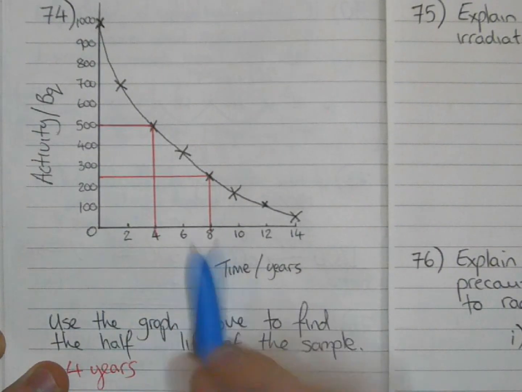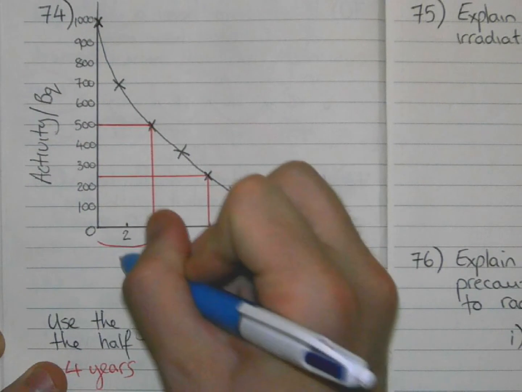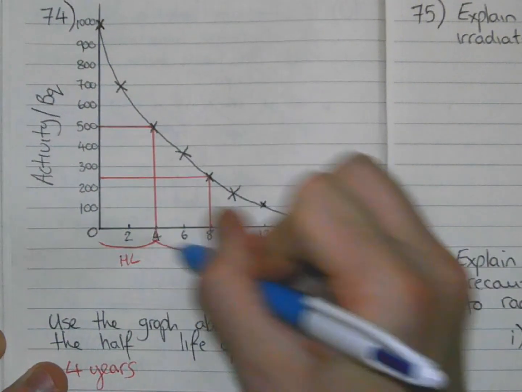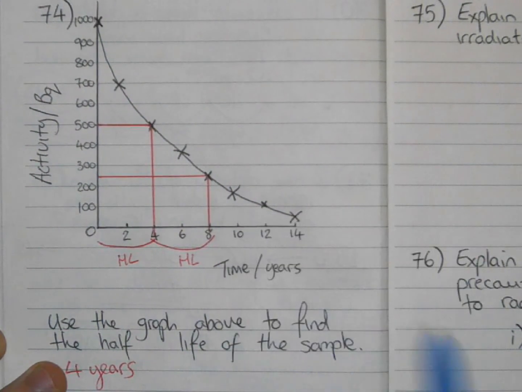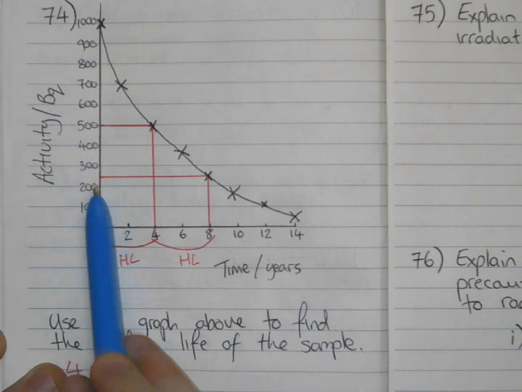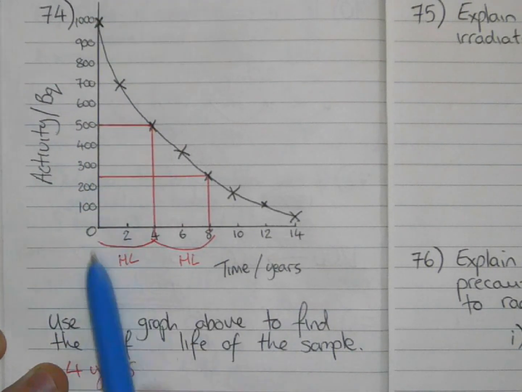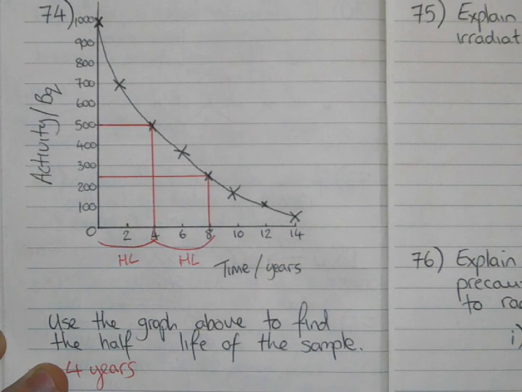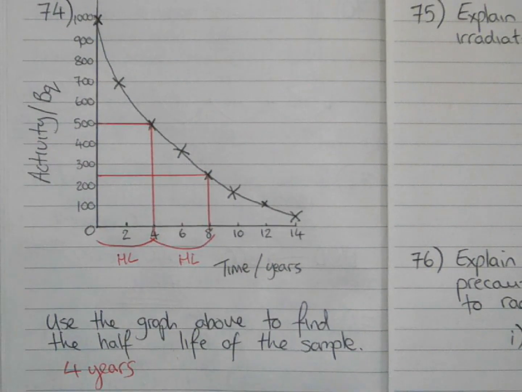Another 4 years. So there's the first half-life, there's the second half-life. So after 2 half-lives we'd be down to 250 becquerels, and it would take 8 years. Okay.